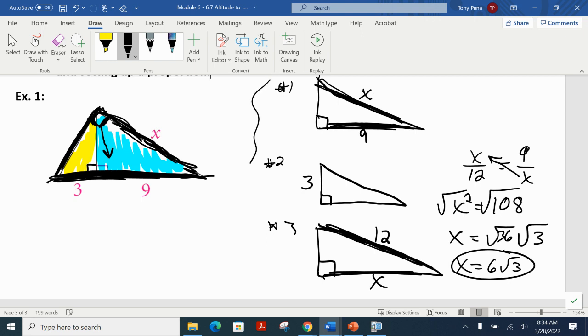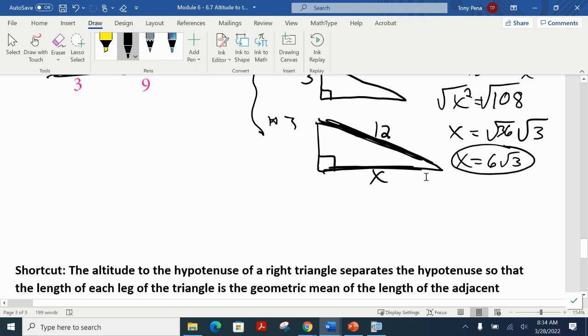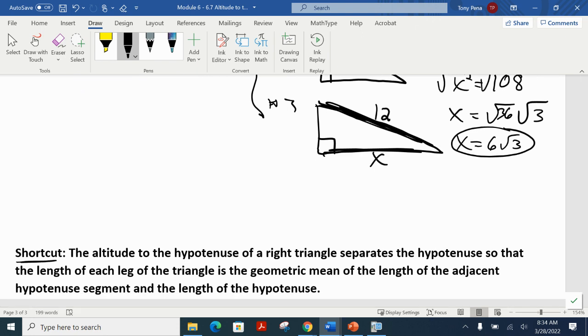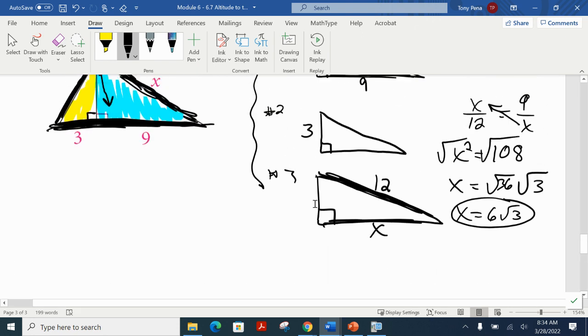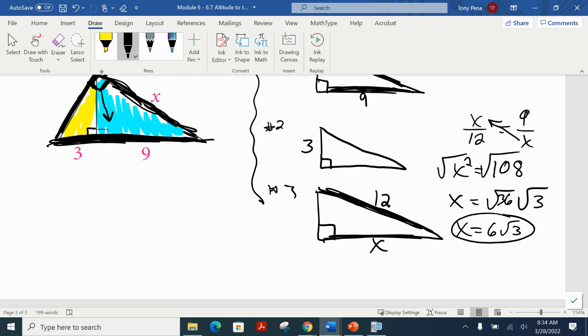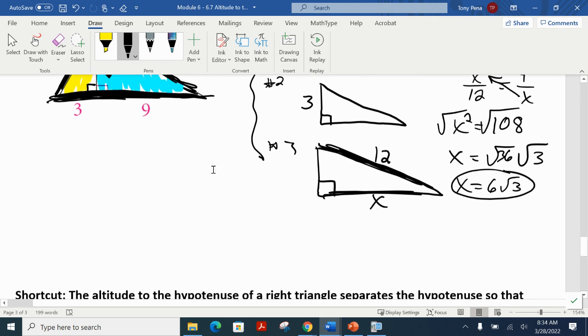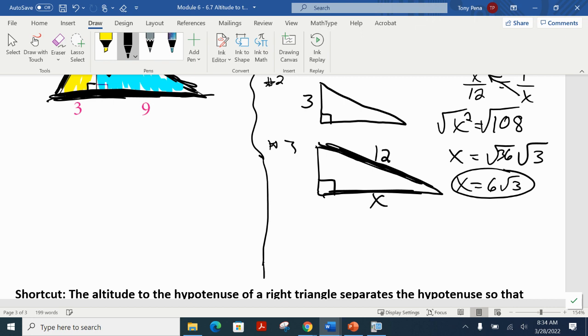But again, kind of a pain to have to draw all of these out, to see what our similar triangles are and what the corresponding sides are. Okay, so not something we want to do long term. So here's the shortcut in this case. So now understand, we don't have this altitude. So let's now do this with our shortcut.